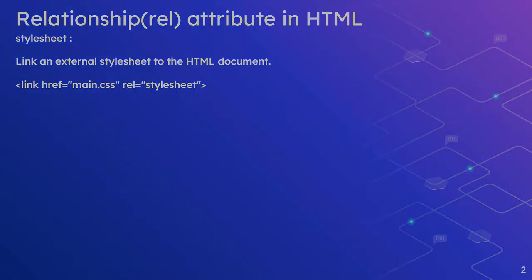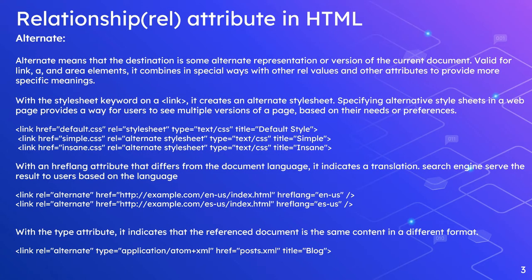Now let's go to the next value. It's alternate. Alternate means that the destination is some alternate representation or version of the current document, valid for link, anchor and area elements. It combines in special ways with other rel values and other attributes to provide more specific meanings. You can combine it with other relationship values or even with other attributes so that you can provide more specific meanings. Let's see how we can do that.